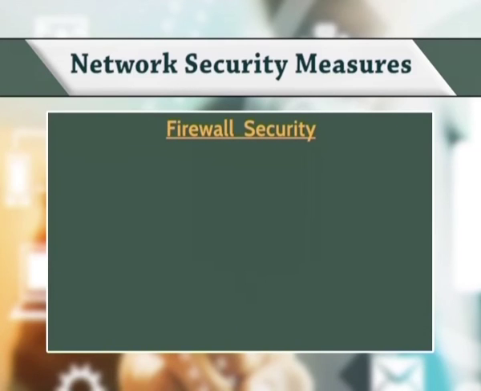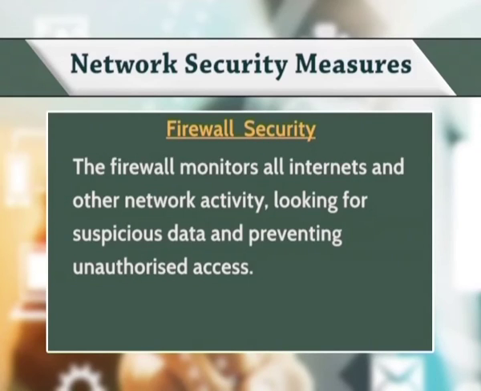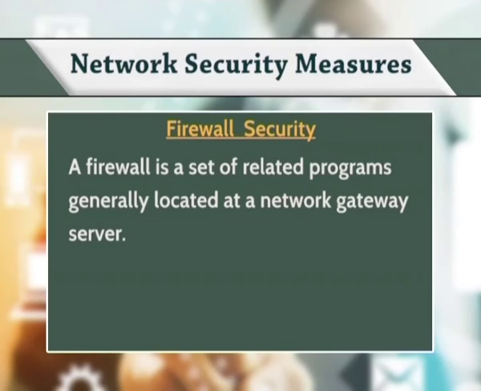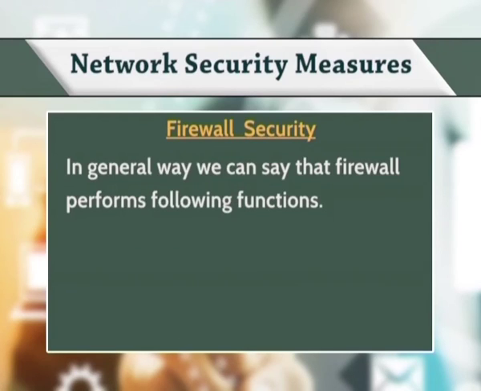Then firewall security. A firewall is a system of hardware and software that blocks unauthorized users inside and outside the organization from entering the internet. The firewall monitors all internet and other network activity, looking for suspicious data and preventing unauthorized access. A firewall is a set of related programs generally located at a network gateway server. It examines each network packet to determine whether to forward it towards its destination. In a general way, we can say the firewall performs the following functions.